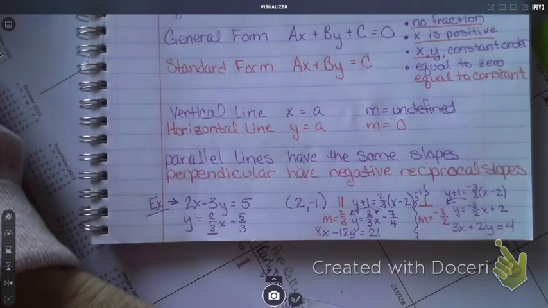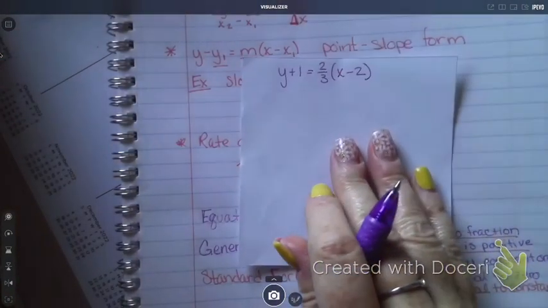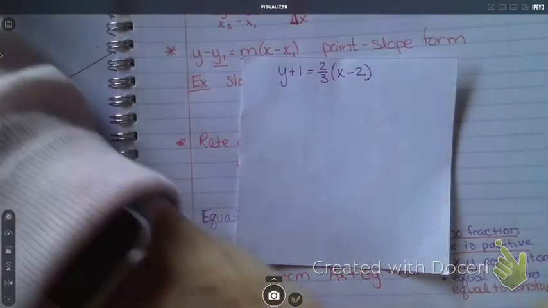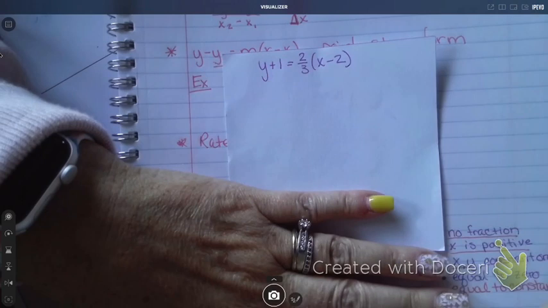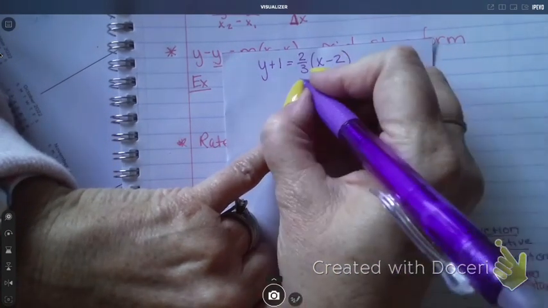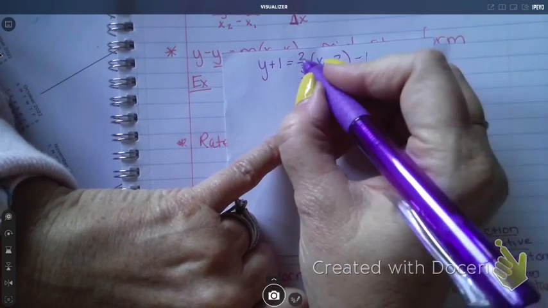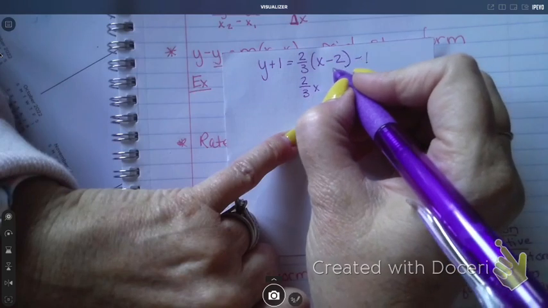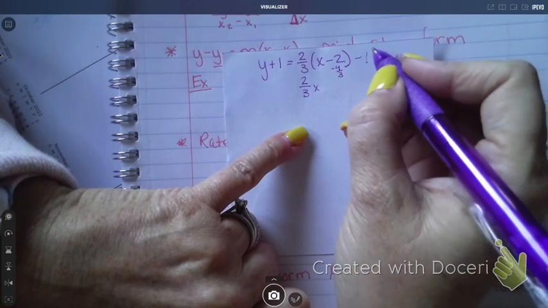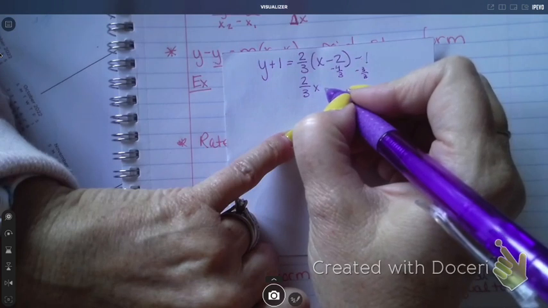Okay, let's see if we can figure out why ours is different than theirs. They solved it differently, and that's okay, but we should still get the same answer, correct? So we distributed the 2/3, yes? So 2/3 x, subtract 1. So this would be negative 4/3? So this would be negative 3/3, which would be negative 7/3, would it not?